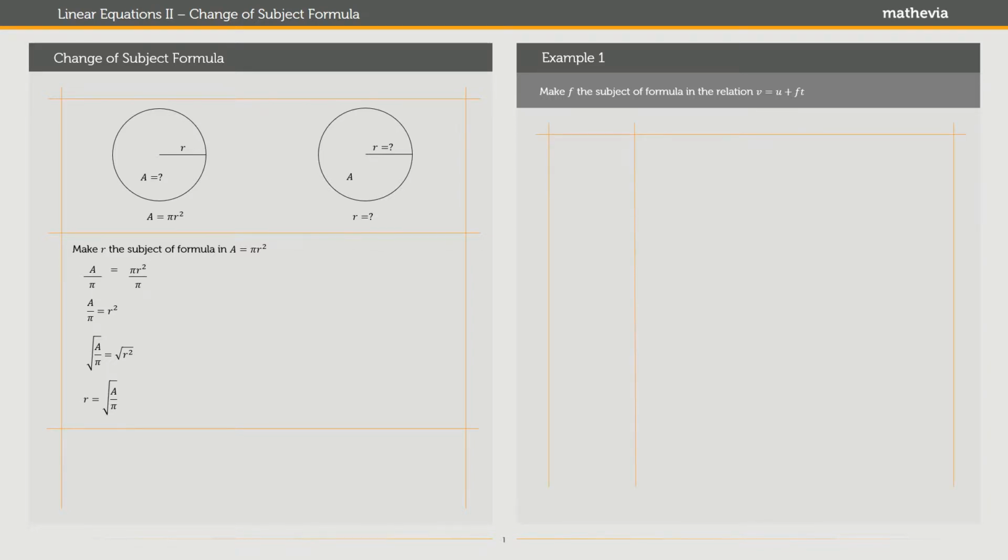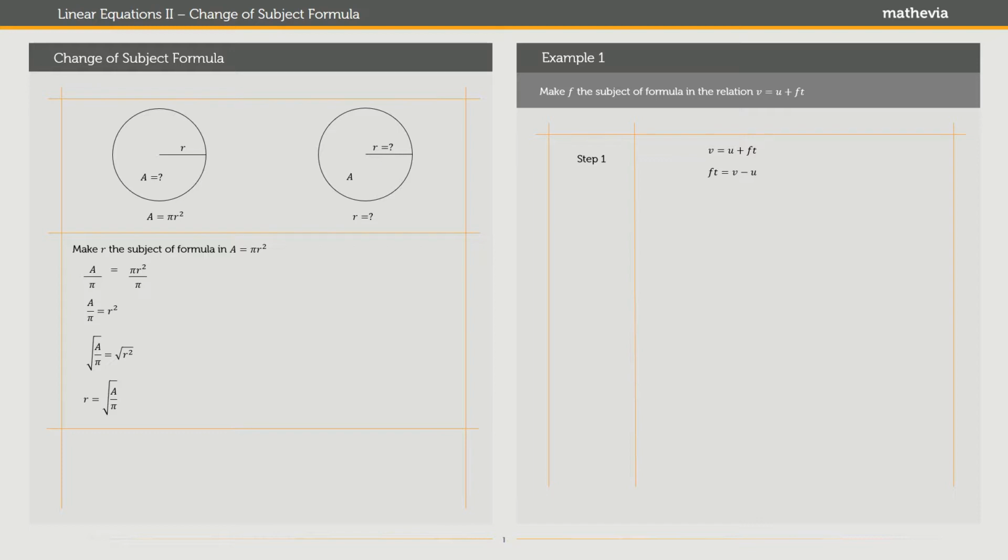Basically, like I said, you're pretty much solving a linear equation. So you have that v equals u plus ft. We're looking to get f on the left and everything else on the right. The first thing we want to do is get rid of u. So we move u across the equal sign, and we have that ft equals v minus u.